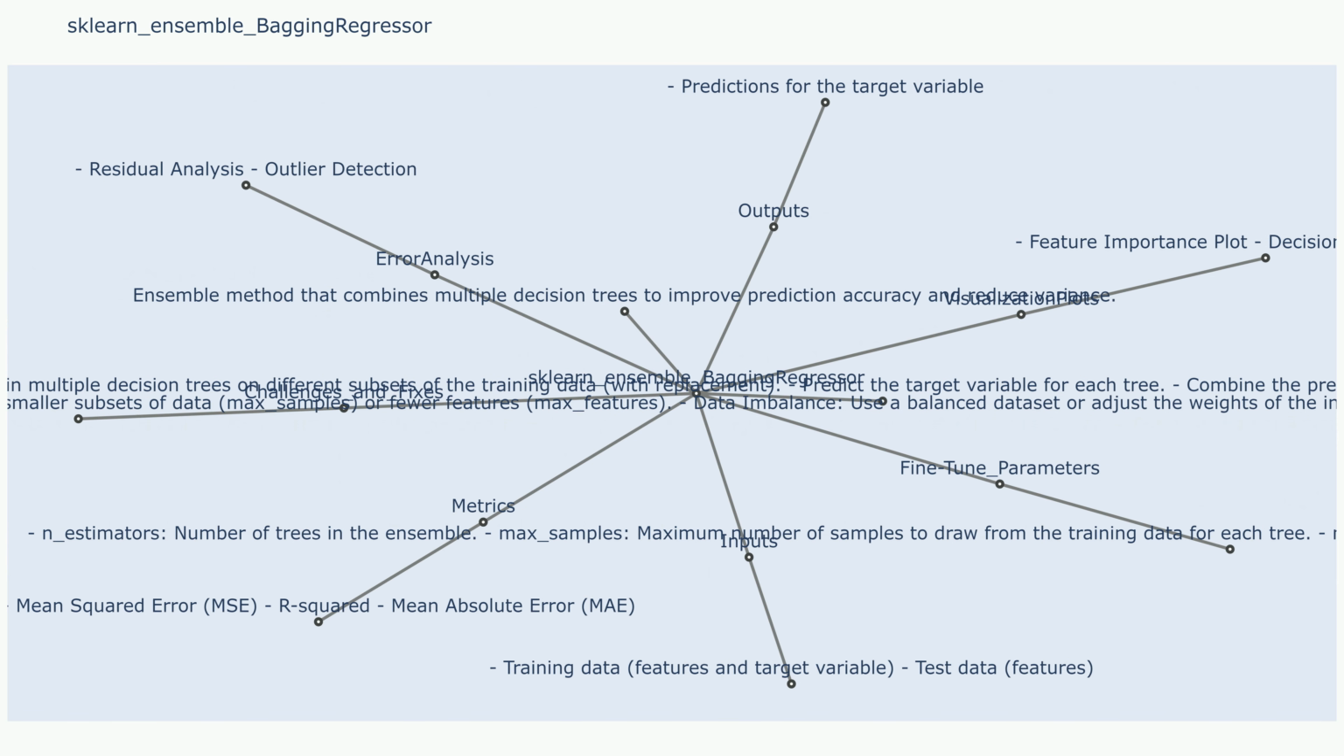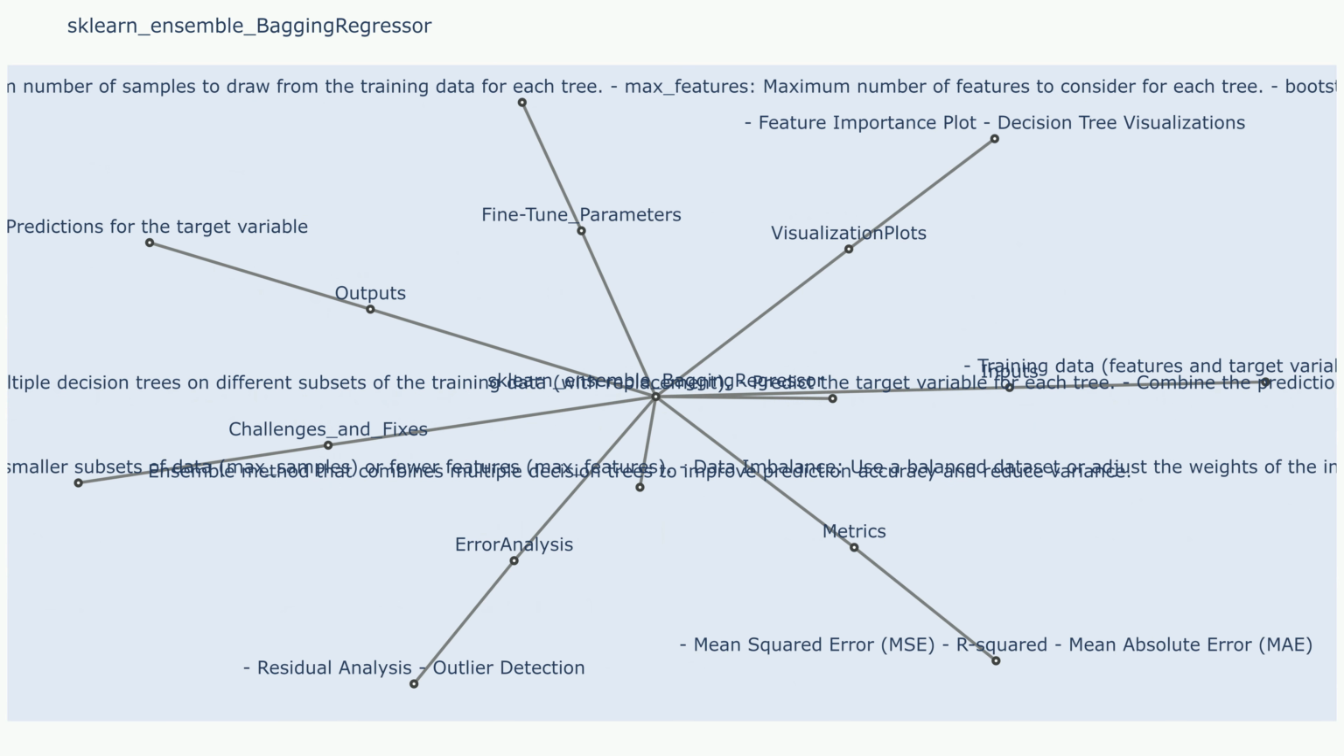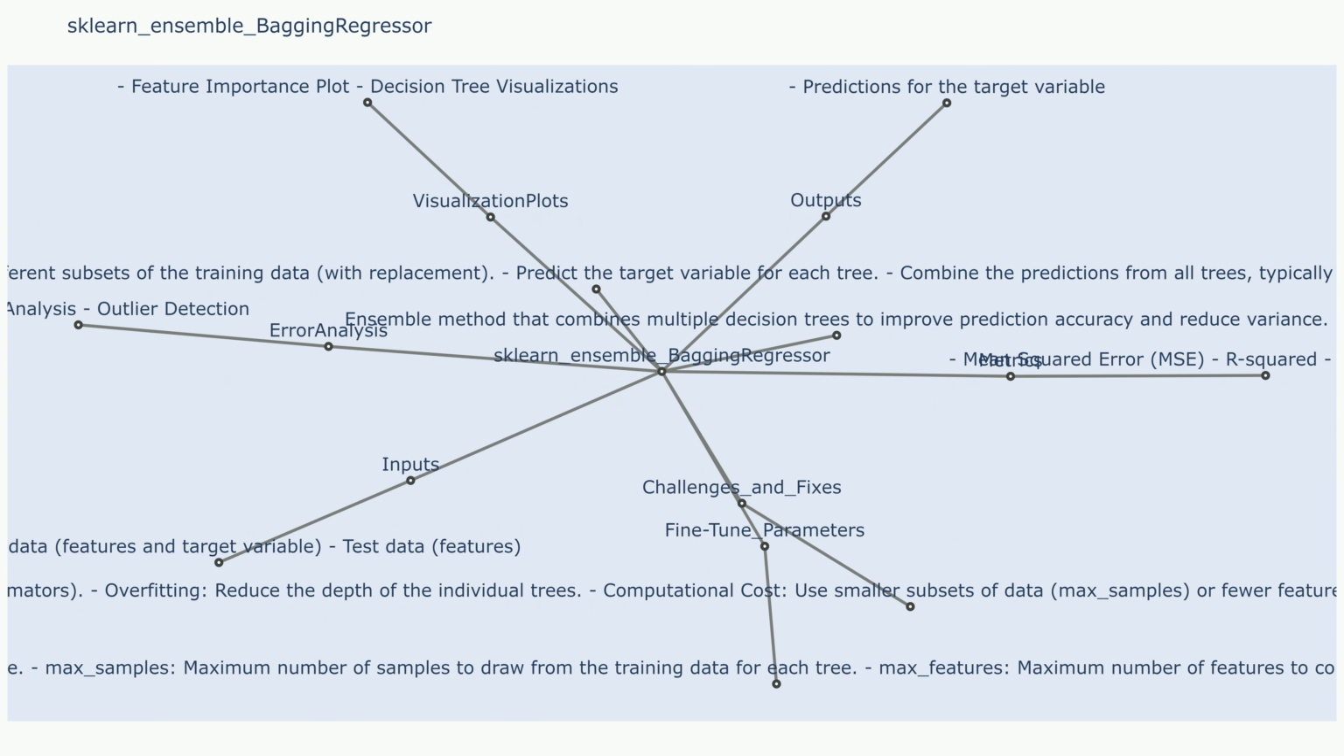data. Inputs: Base estimator. This is the base estimator used to create the individual decision trees. It can be any estimator that implements the fit and predict methods, such as DecisionTreeRegressor. n_estimators. This parameter controls the number of decision trees to create. A higher number of estimators generally leads to better performance but also increases computational cost.